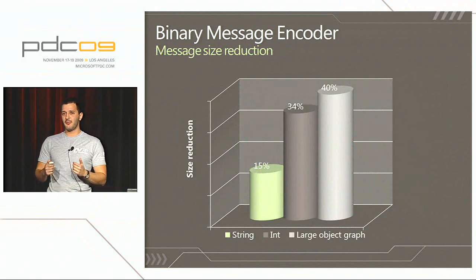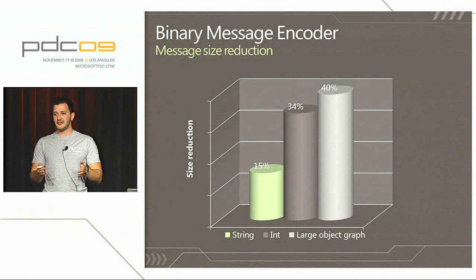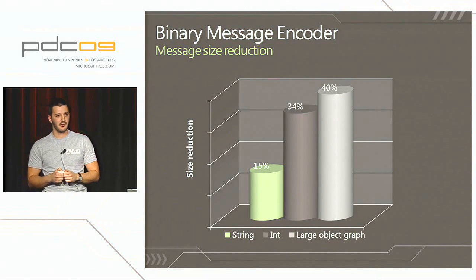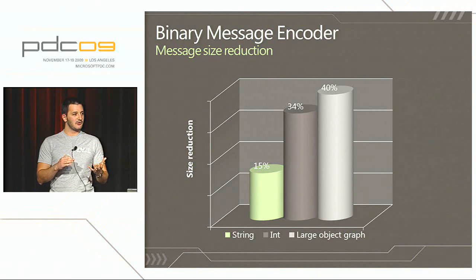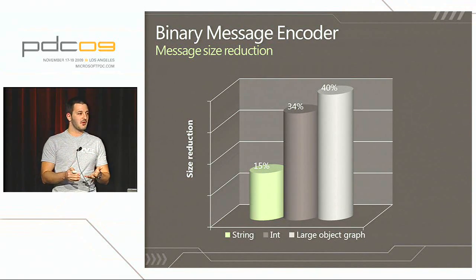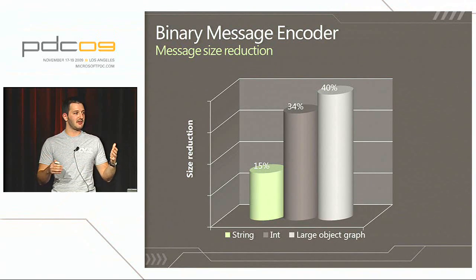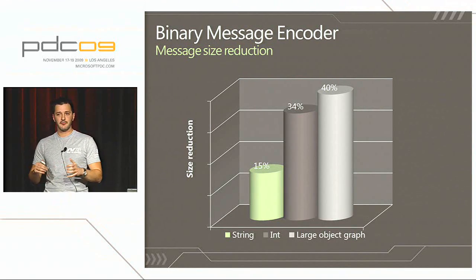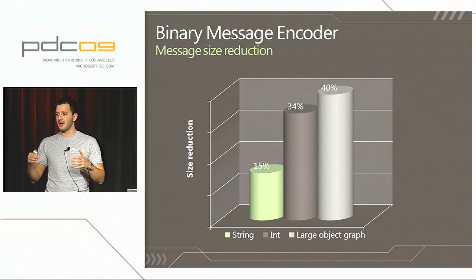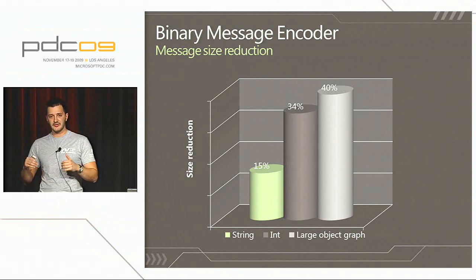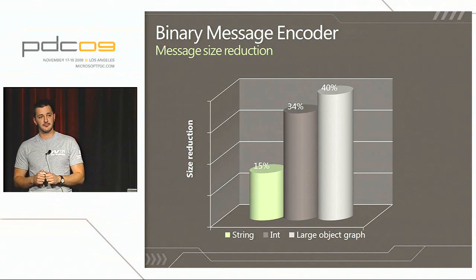Another side effect of the binary encoder is a message size reduction. Now, the reduction will depend on the message payload. If you have an integer type or some really large data, like a large integer or a long string, you're going to witness smaller message size decreases. But if you have a complex object, again, something like an array with many things in it, then you start seeing significant gains from the binary encoder.